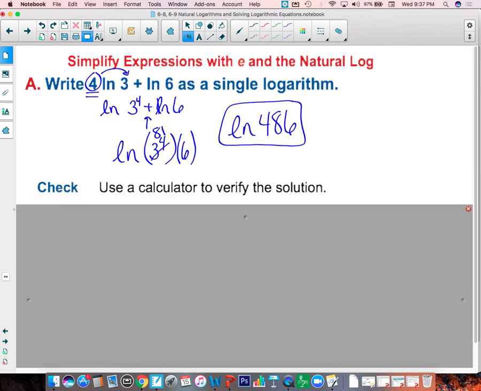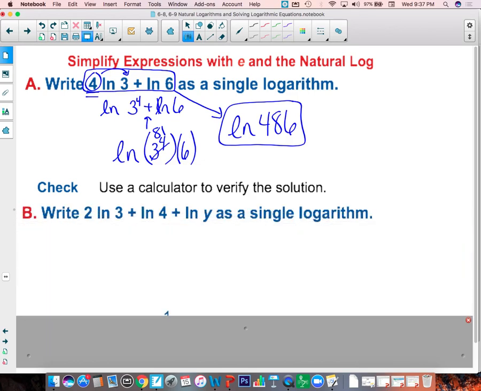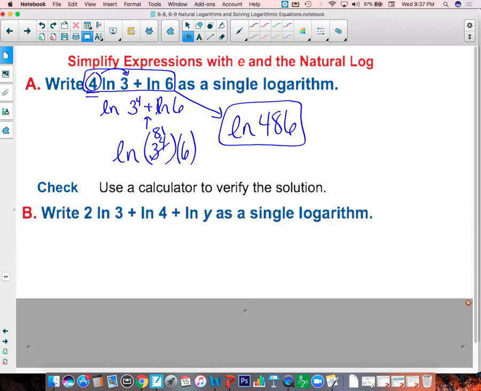If we wanted to check with a calculator to verify that, we would punch all these into our calculator. I'm not going to do that, I'm just going to save some time. I'd punch those in my calculator, and that should equal the same thing as natural log of 486. Now take some time, see if you can figure out how to condense this one. Please pause the video and work through this example.